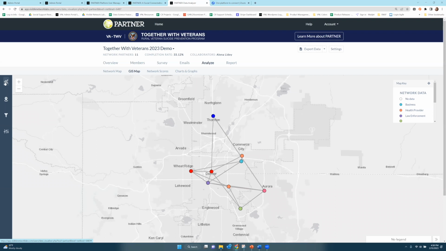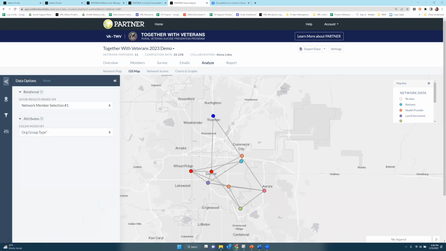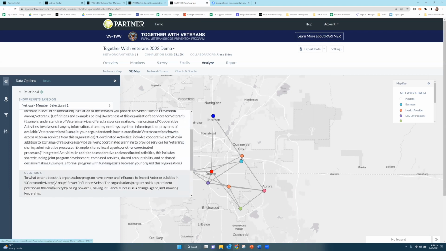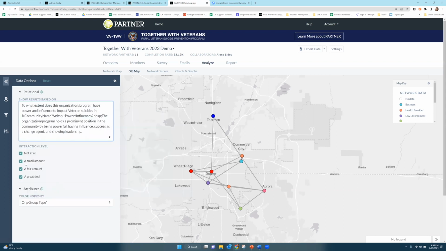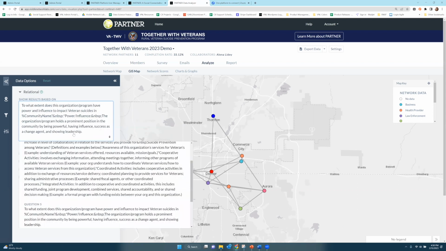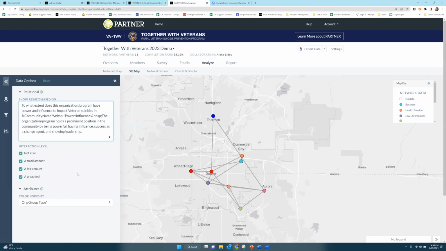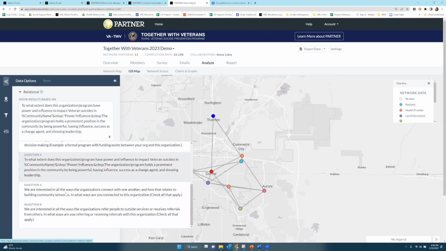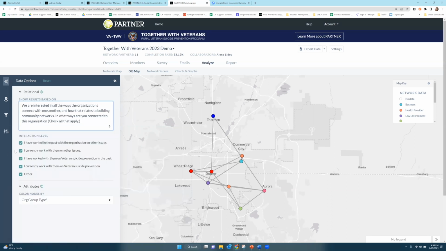And so you can select which questions you want to show to represent the lines between the circles. Right now it's just reporting all connections between organizations. But if I wanted to specifically see those who are working on veteran suicide prevention, I would click here, select that question from my dropdown this way, and then I would go ahead and show that selection here.